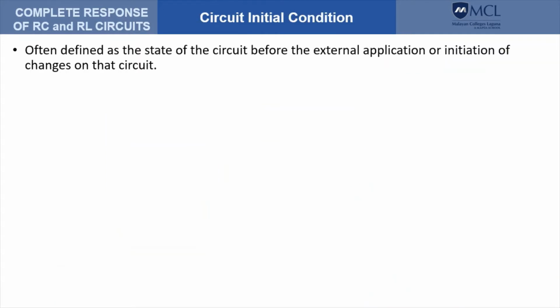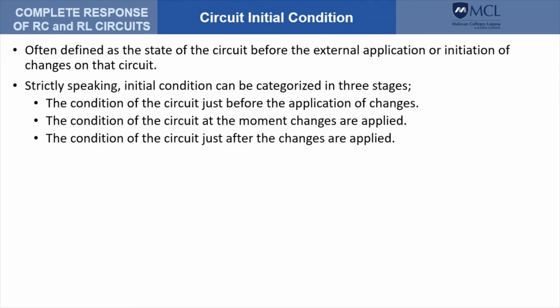In dealing with circuits containing energy storing elements, it is always necessary to know the initial conditions of a particular circuit. So the initial condition is the state of the circuit before any changes to the circuit is applied. But there is more to the initial condition of a circuit. In fact, we could classify the initial condition in three stages. That is the condition of the circuit just before the application of changes, at the moment the changes are applied, and just after the changes are applied.